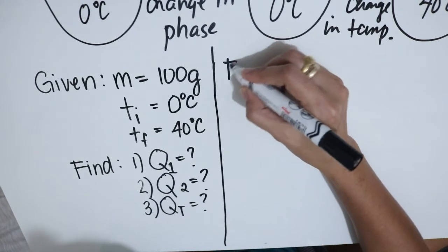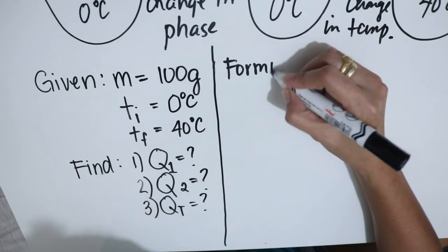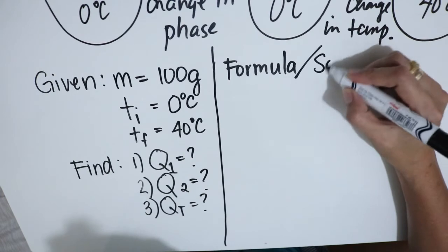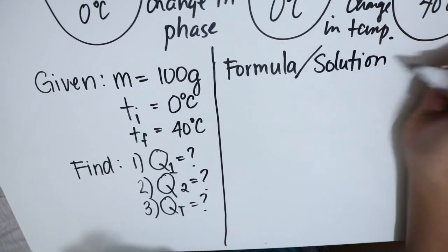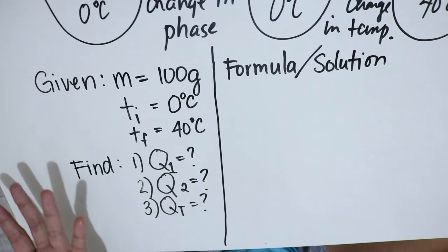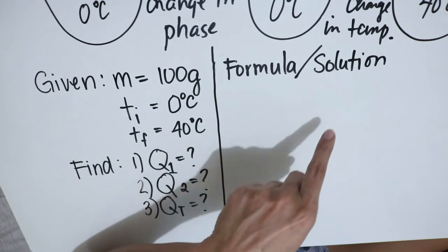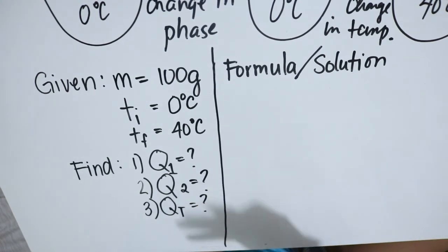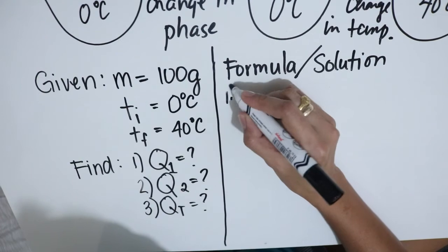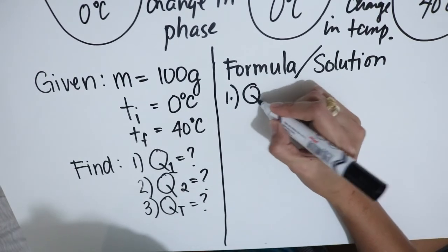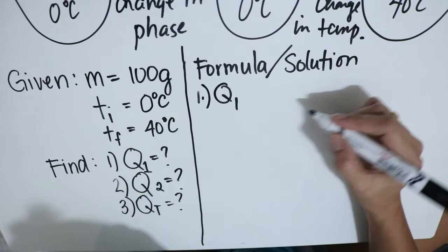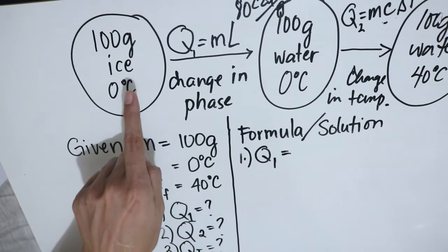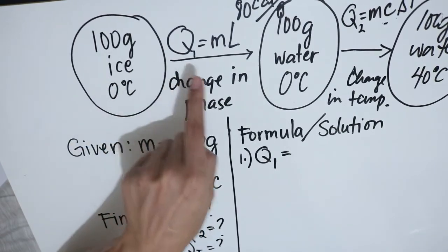Next part is when you're calculating a problem like this, we always use a formula. So I want you to write the formula with your solution. This is what I mean when I say show all your works. You write the given, the find, the formula, and the solution, and then your final answer. So for a formula and solution, since we're trying to find 3 things, you start with finding the first one, which is the Q1. Okay? Q1 is equivalent to, like what we have said in our diagram here, we will use the formula Q is equal to ml.